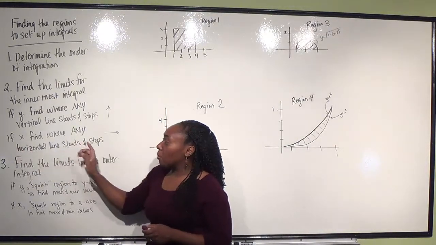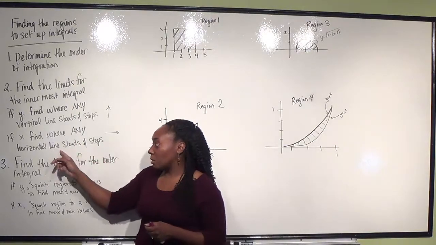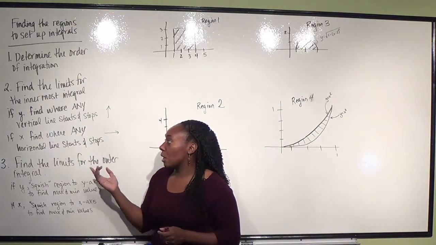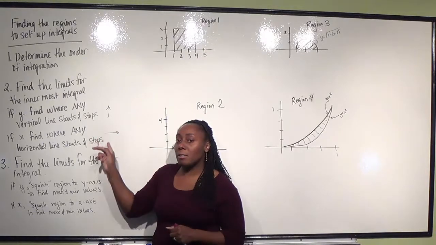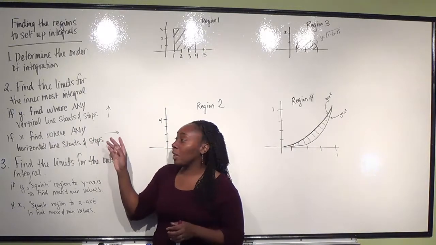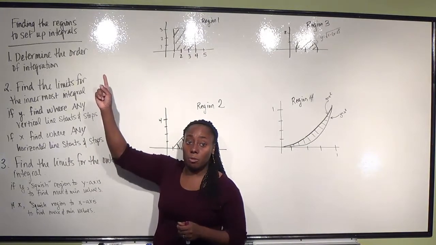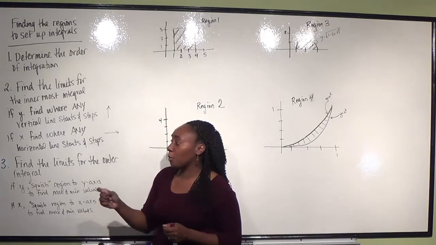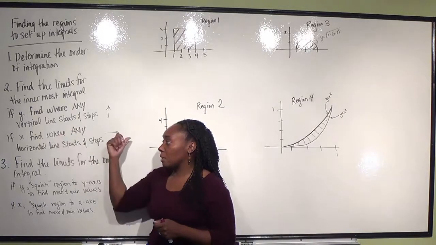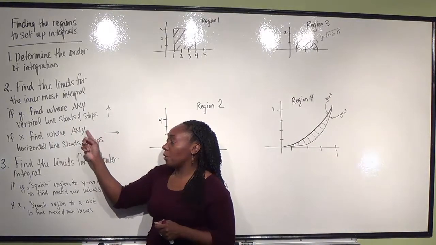I can do the same thing with the x's by looking at any horizontal line and seeing where it starts and stops. And for these, I've drawn these little arrows here because I do actually mean, when I say start, I'm going from bottom to top, so going in a positive vertical direction. Likewise, for the horizontals, I'm going in a positive horizontal direction, so going from left to right.